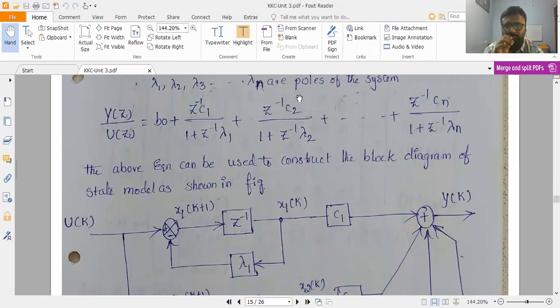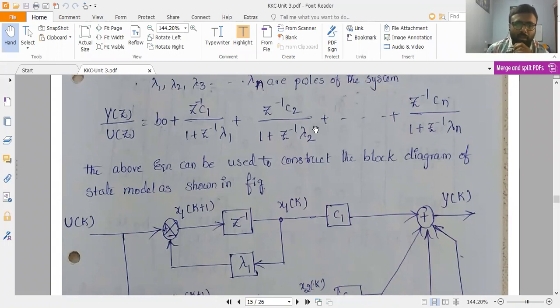Okay. It is very, very important. Canonical form of the state model. We have to represent that. That means in the problems they will give the transfer function, and we have to write the state model equations for this particular transfer function.